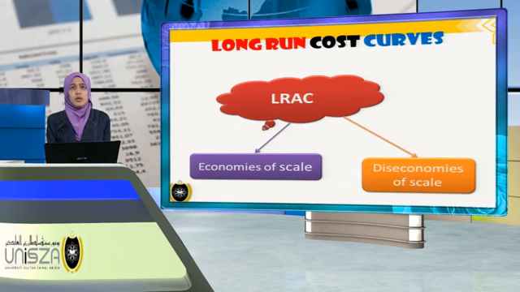And the second one, diseconomies of scale. Diseconomies of scale refers to the problems faced by a firm as it becomes larger and larger. Diseconomies of scale can increase long-run average costs. At the same time, diseconomies of scale can cause problems like mismanagement, competition, and labor issues.